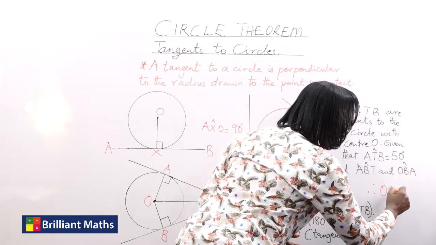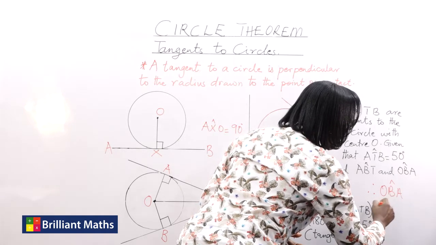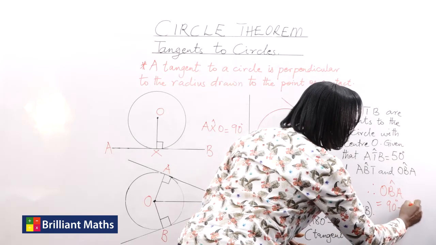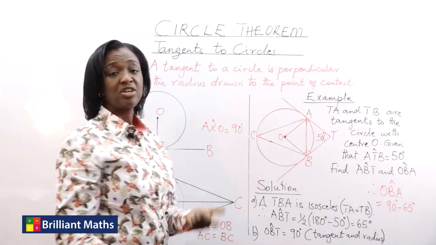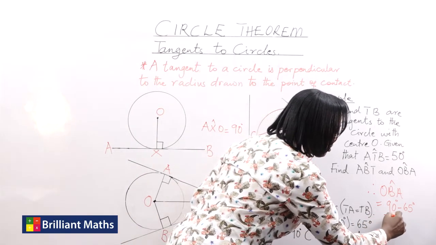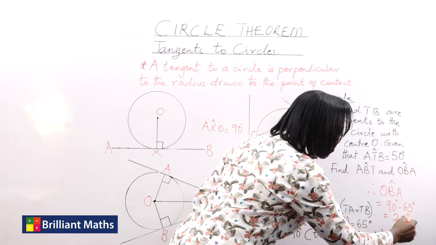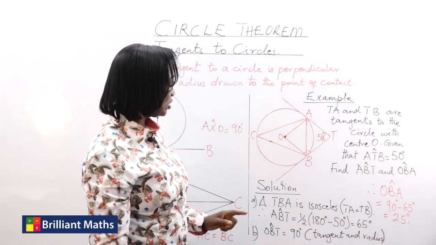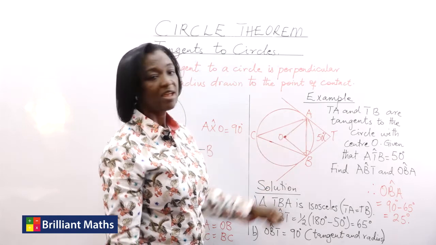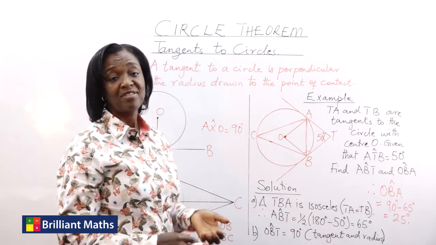therefore OBA, is equal to 90 degrees minus 65 degrees. And 90 degrees minus 65 degrees will be equal to what? That will give us 25 degrees. So angle OBA is equal to 25 degrees.